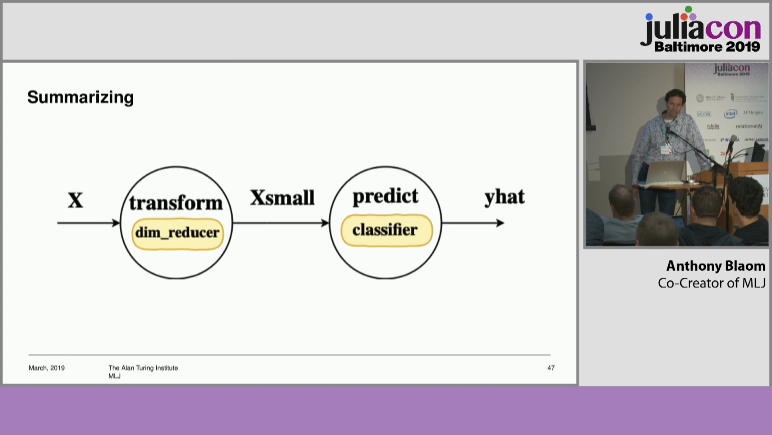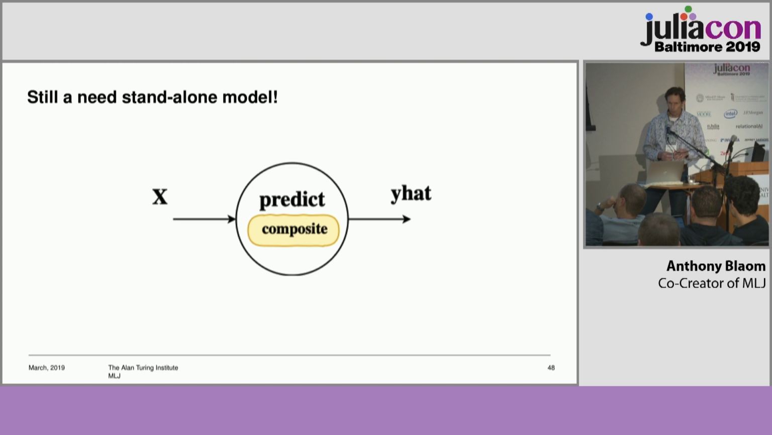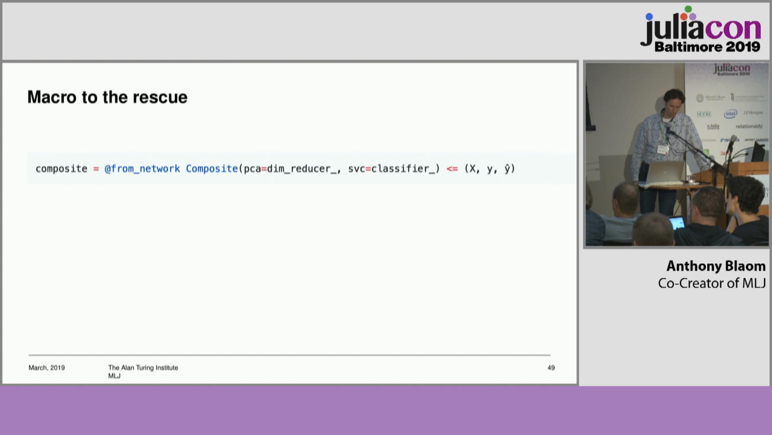But we're not quite done. We want this final standalone model, which initially shouldn't be attached to any data, so we can reuse it on some different data, and so on. And so it'll behave like any other model. All the other meta algorithms will apply to it, the tuning and so on. So that is achieved by one final step, which is just a macro call. But now this is a macro call which is being applied to a very general object, these learning networks.